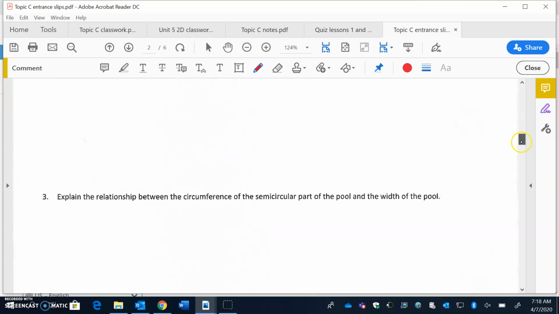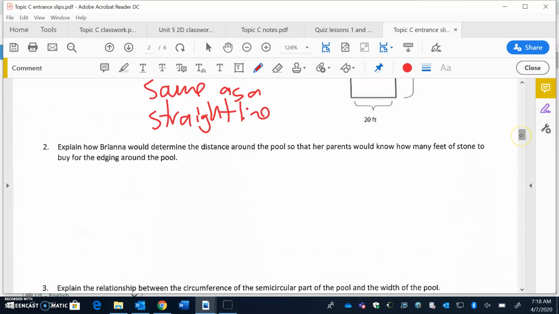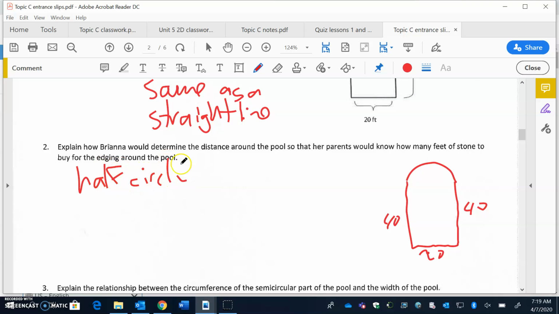So what they want us to do down here now is to explain how Brianna would determine the distance around the pool. So what we do want to keep in mind here is we know that that's 40, we know that's 20, we know that's 40. So right now we are at 100. So all we need to do is to figure out this curved amount. And what we do want to realize is we are dealing with a half circle. So if I can find the perimeter of the circle, in other words, if I can find the circumference, all we're going to have to do is cut it in half.